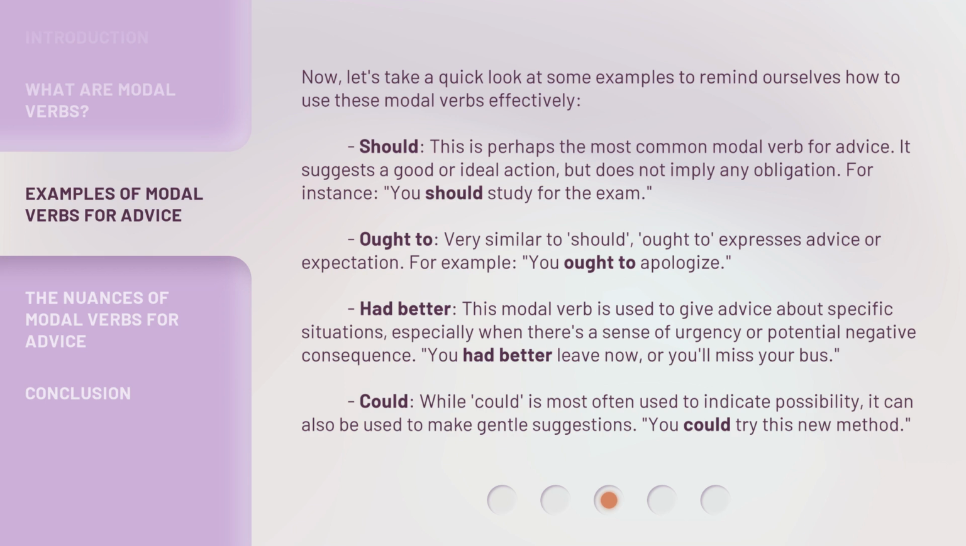Had better. This modal verb is used to give advice about specific situations, especially when there's a sense of urgency or potential negative consequence. You had better leave now, or you'll miss your bus. Could. While could is most often used to indicate possibility, it can also be used to make gentle suggestions. You could try this new method.